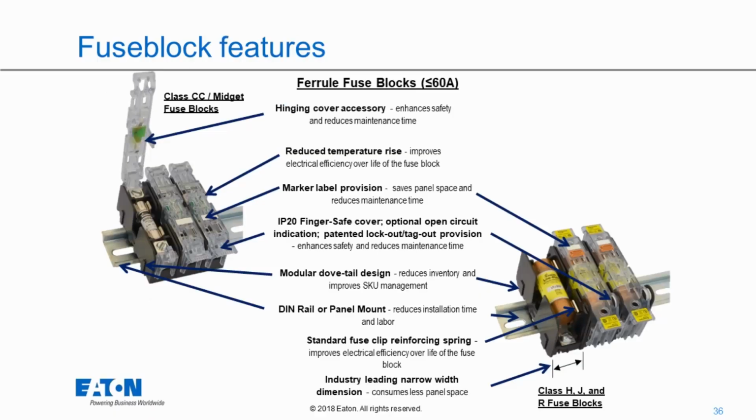So once again, some of the features that I talked about: in this particular case, we have a finger touch safe open type holder, where we have an open holder and then we snap on the cover. On the left, it's a hinge cover, so it hinges open and you can get to the fuse and pull it out once you shut the power off. And then we also have label provisions on here. They're IP20. I talked about the dovetail design on these. They're all DIN rail mountable.